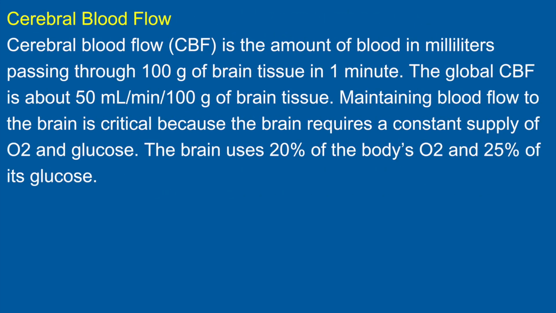Cerebral blood flow is the amount of blood in milliliters passing through 100 grams of brain tissue in 1 minute. The global cerebral blood flow is about 50 ml per minute per 100 grams of brain tissue. Maintaining blood flow to the brain is critical because the brain requires a constant supply of oxygen and glucose. The brain uses 20% of the body's oxygen and 25% of its glucose.